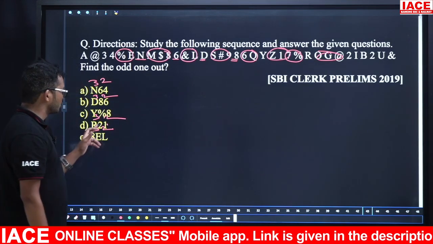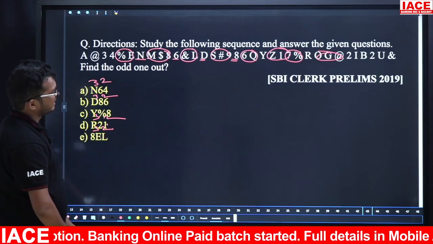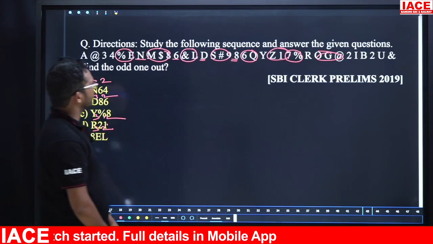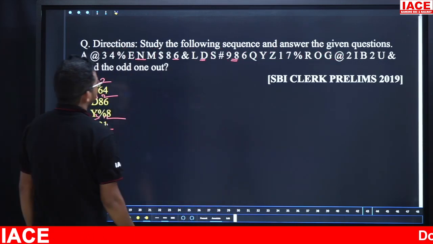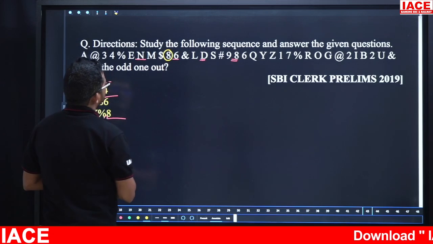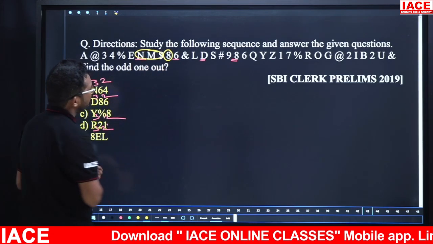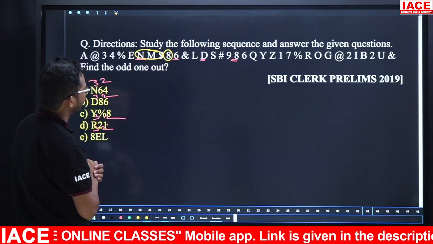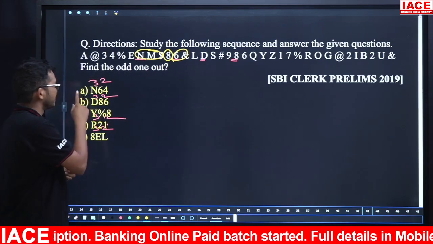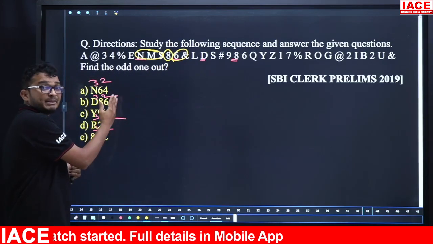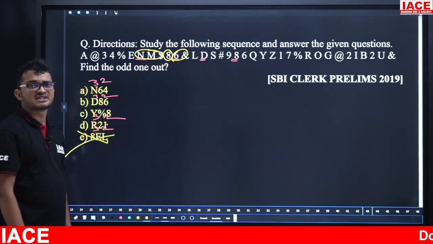So the first one is R 2 forward with a 3 elements gap, R 1 backward with a 2 elements gap. Next 8 E L. Friends, if you observe here, 8 and E is backward with a 3 elements gap. Next 8 and L is forward with a 2 elements gap. If you observe each and every option, first element to second element is forward, but here we have backward. So which of the following is the different one? Option E is the different one.